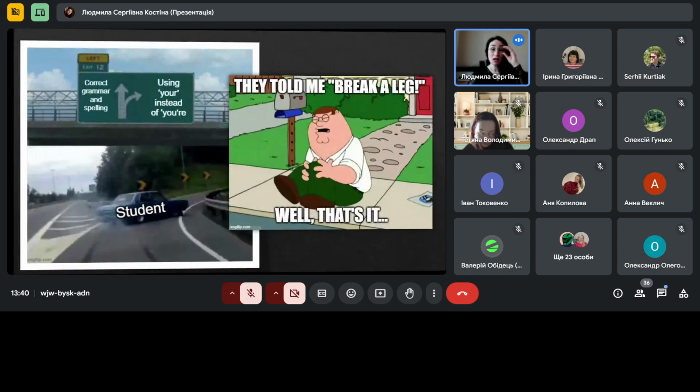Let's go on. A little bit of grammar or something connected with lexics. Well, we can see the depiction or embodiment of students, right, who are moving the wrong way because they use your instead of you're. And you can see a person, he was told, break a leg. And well, that's it. You see, quite literally, right? If you know this idiom, then you will understand.